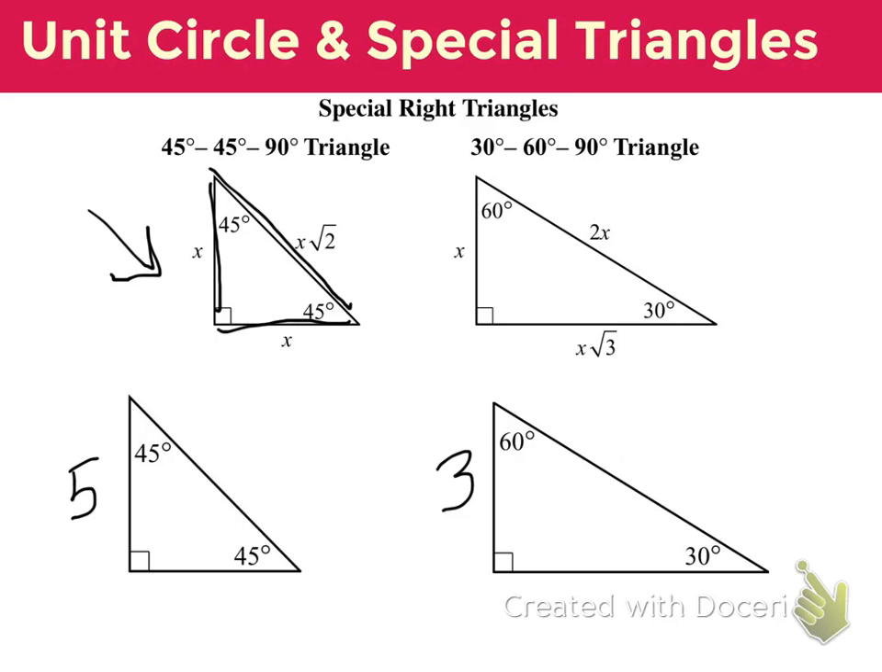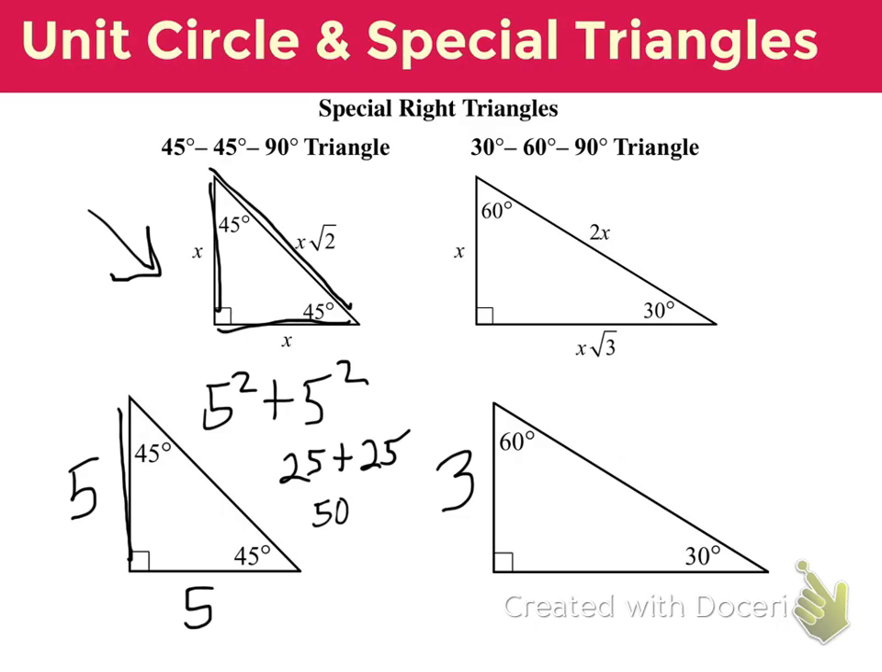So if we know we have a 45, 45, 90 triangle, this side, we only have one measure and it says 5. But that would also mean that this side over here would in fact also be 5. Now we can use the Pythagorean theorem just to prove it real quick. That's 5 squared plus 5 squared, and that's going to equal 25 plus 25, which will actually give us 50. And that's going to be equal to the hypotenuse squared.